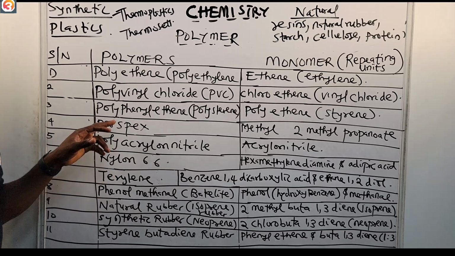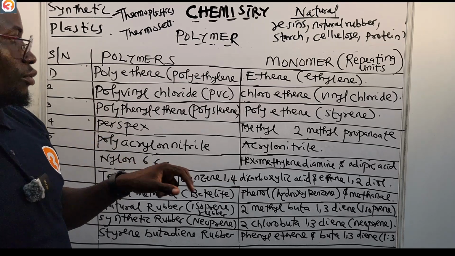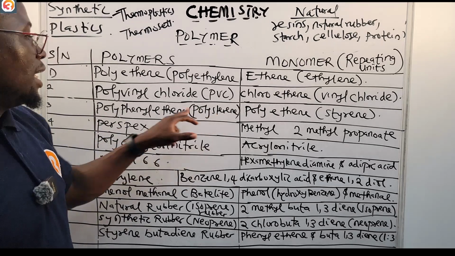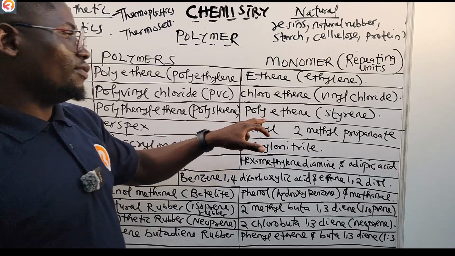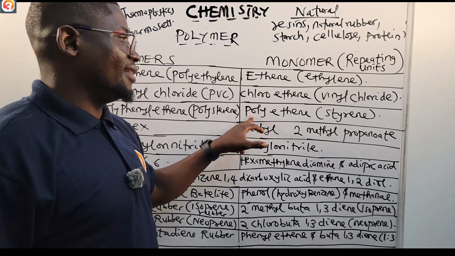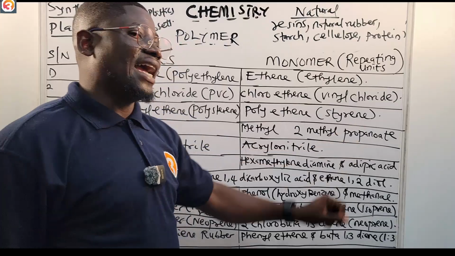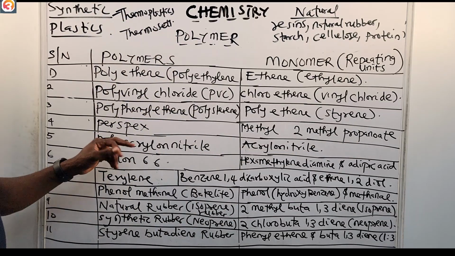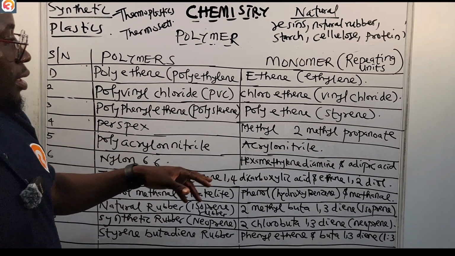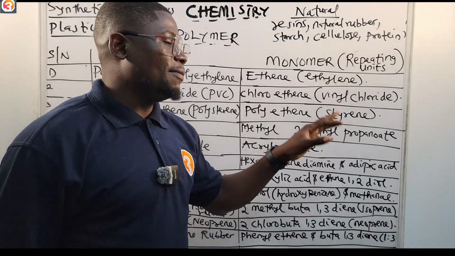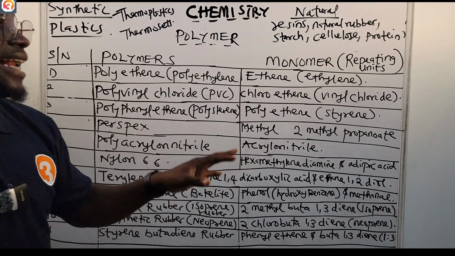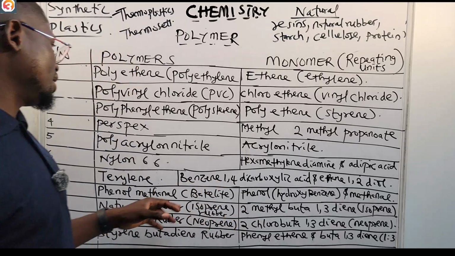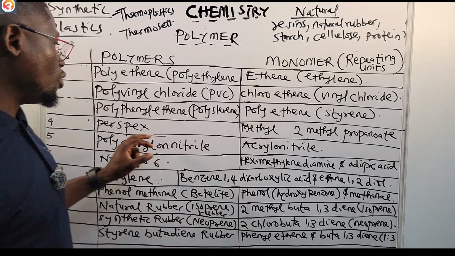Then number three is polyphenylethene, which is called polystyrene. The monomer is phenylethene, which is also called styrene. Then number four is perspex. Perspex is made from methyl 2-methylpropenoate. That is the common name, and that is the monomer of perspex.